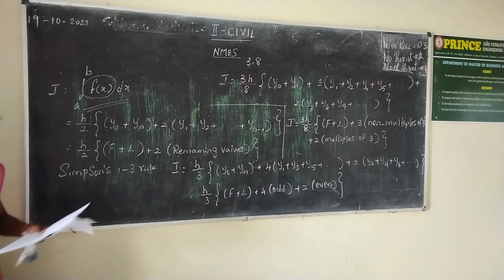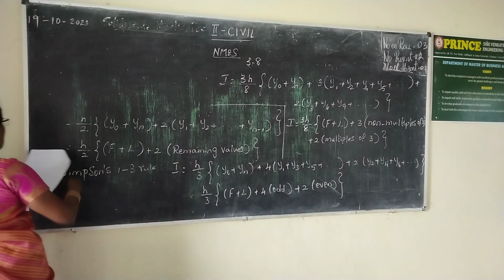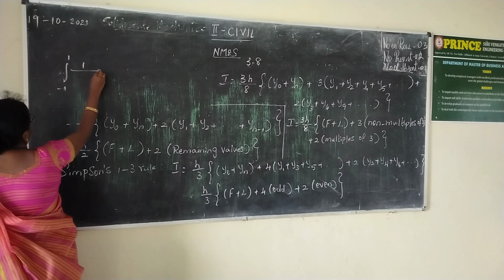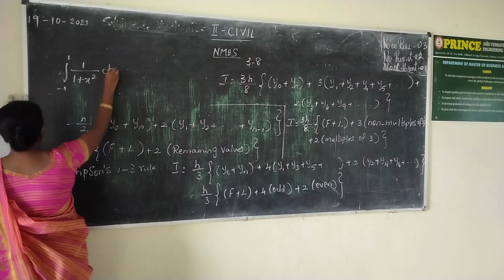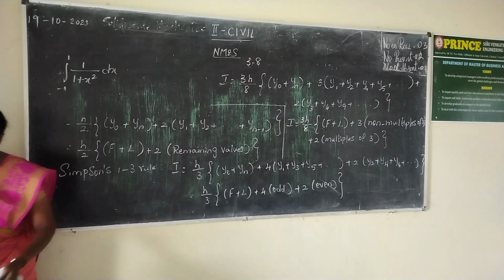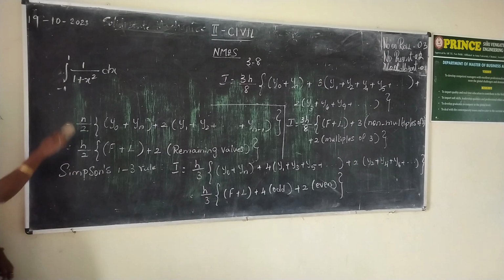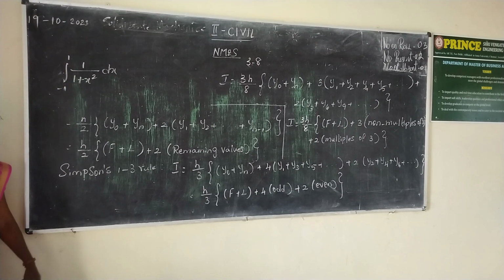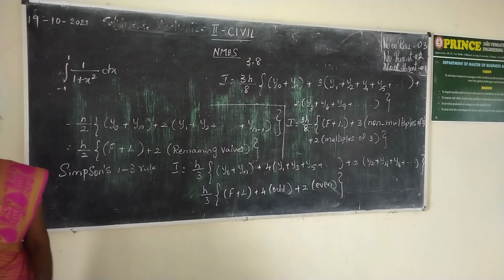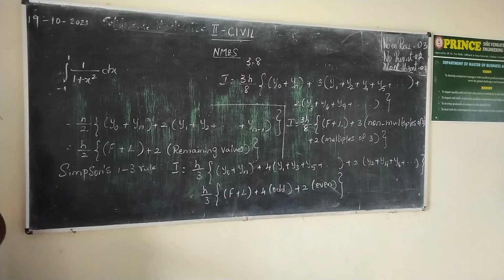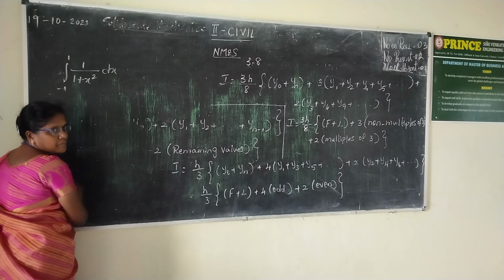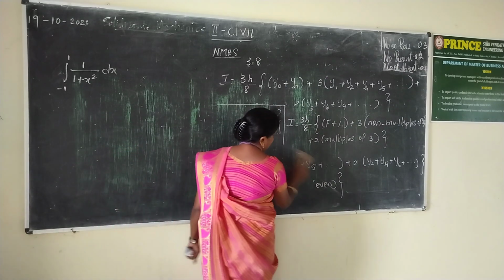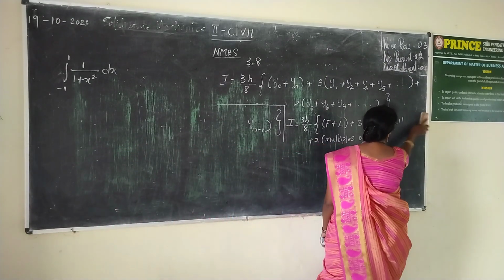Evaluate the integral from minus 1 to 1 of 1 by 1 plus x square into dx by taking 8 intervals.